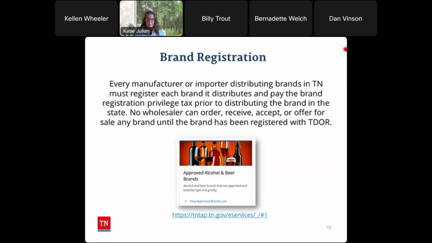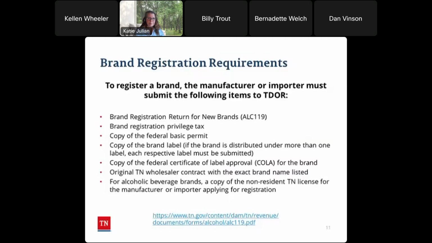So an example here, their brand name on the COLA is Smith Family Wine. Smith Family Wine can include a Chardonnay, a Sauvignon Blanc, and a Pinot Grigio, and although all of these are separate varieties of the Smith Family Wine, they constitute one brand name and one registration for Tennessee brand registration purposes.